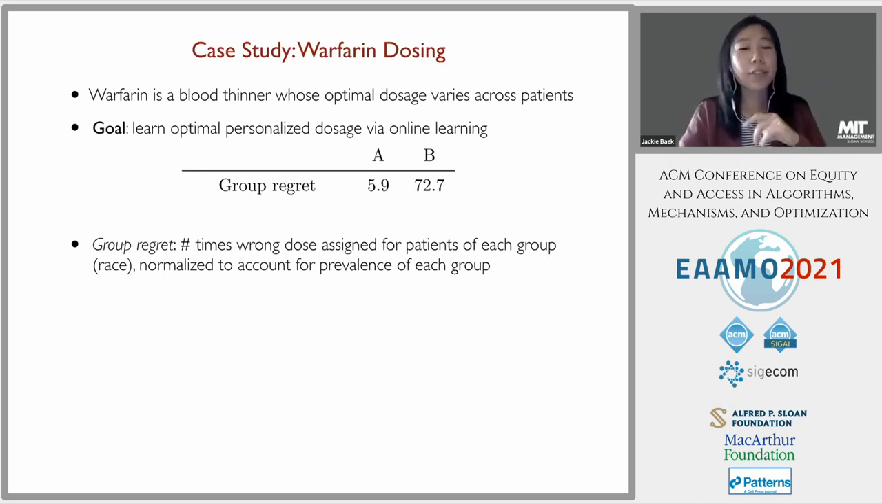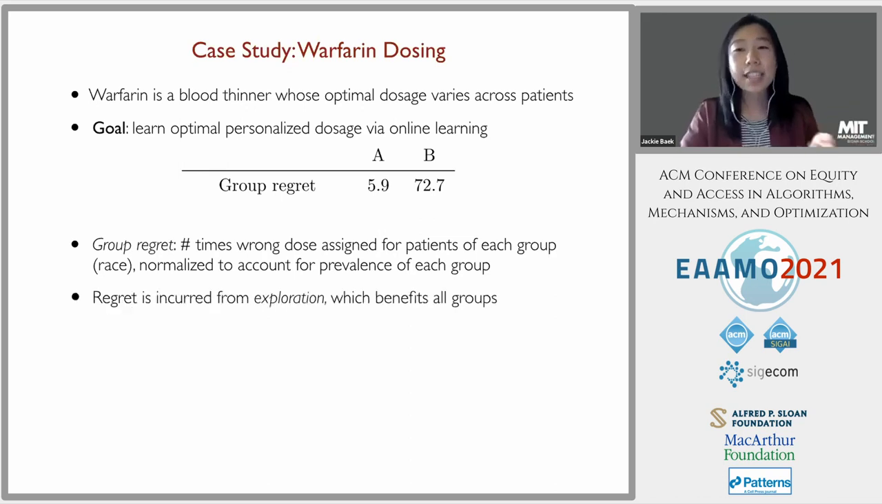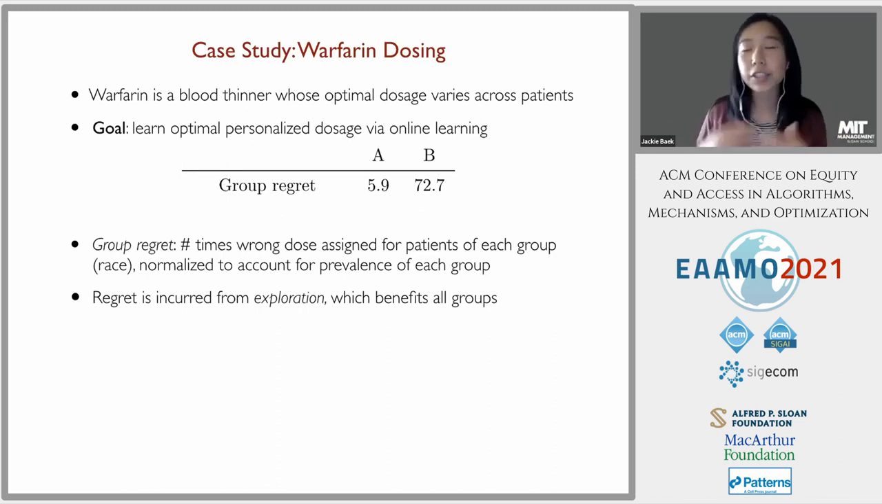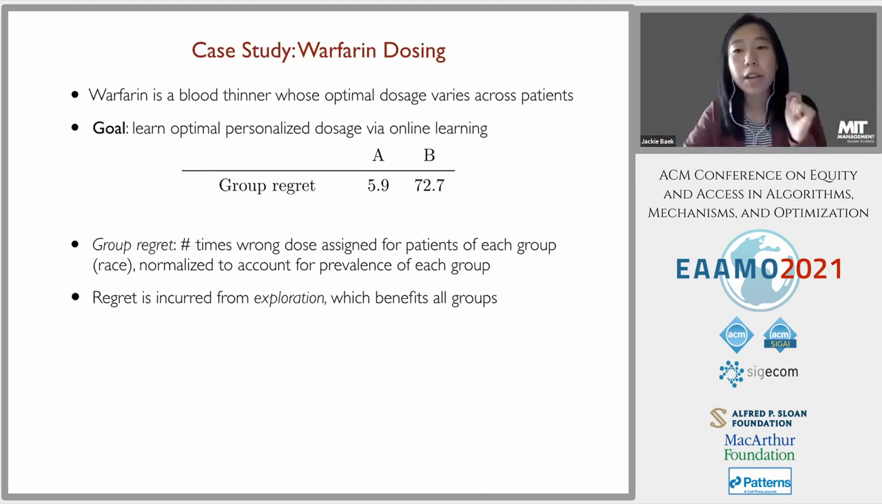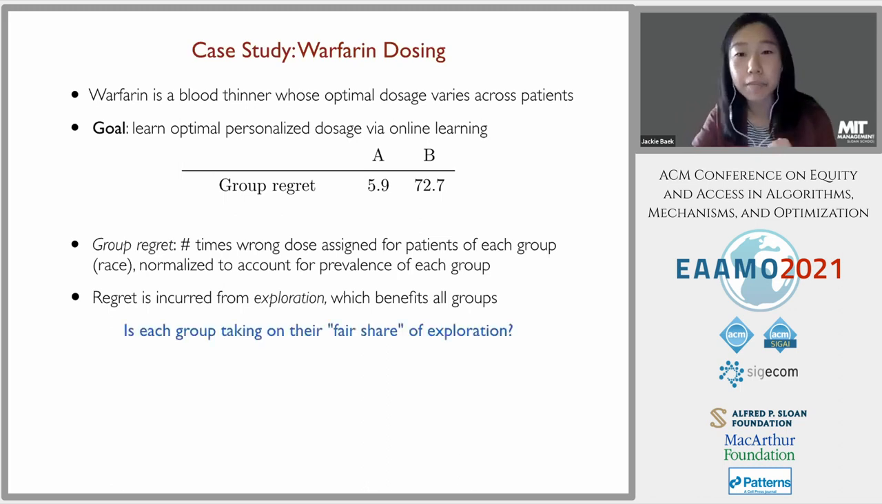So why is regret even incurred? It's effectively due to exploration. The policy needs to try all different actions to eventually learn what's the best action. So exploration is what's causing regret. And note that exploration is something that's shared across groups because there's cross-learning across groups. This is a contextual bandit model where there's cross-learning. So exploring for one group actually benefits another group. And so the question that I'm going to ask is, is this a fair outcome? More specifically, is each group taking on their fair share of exploration?